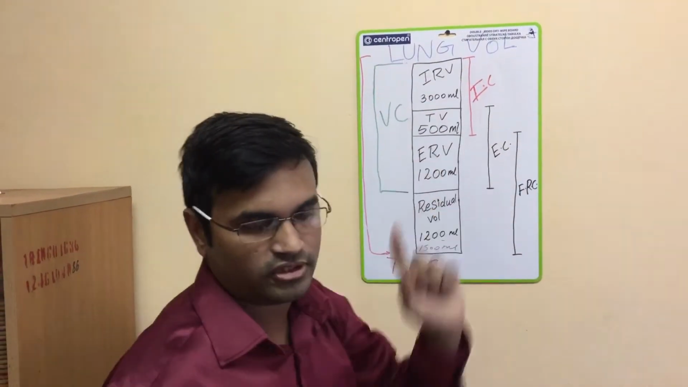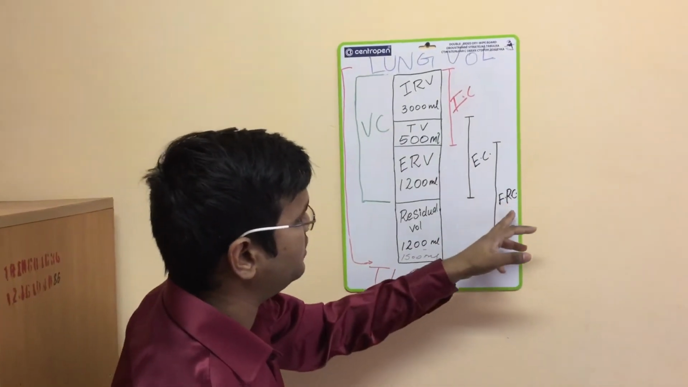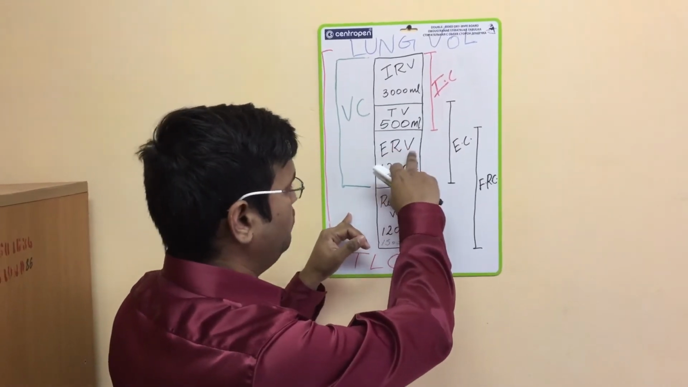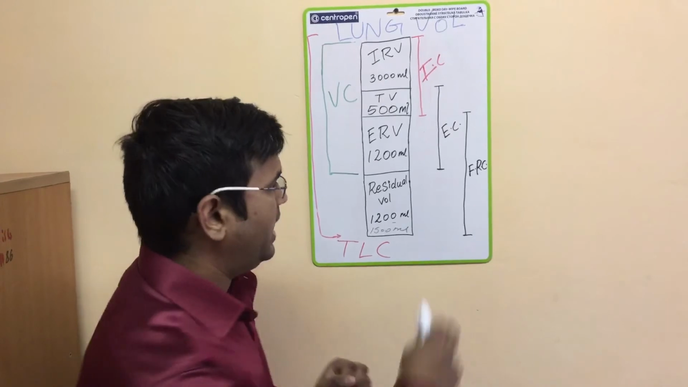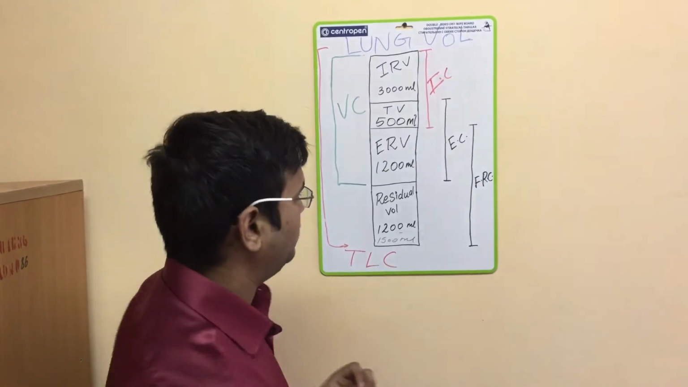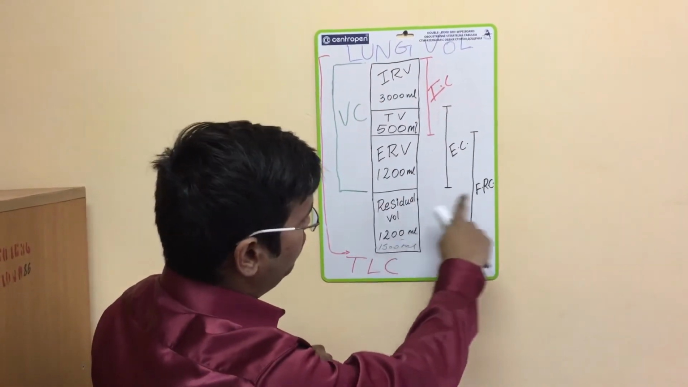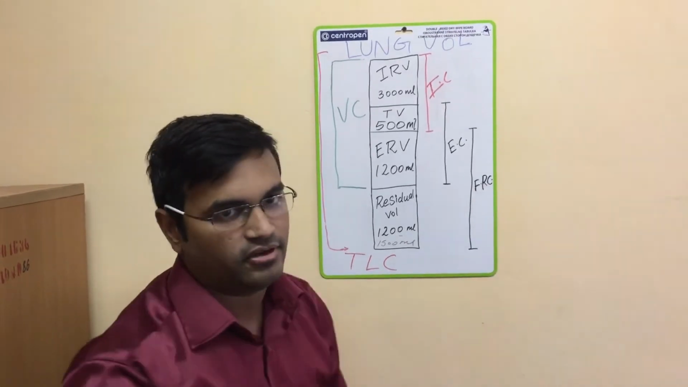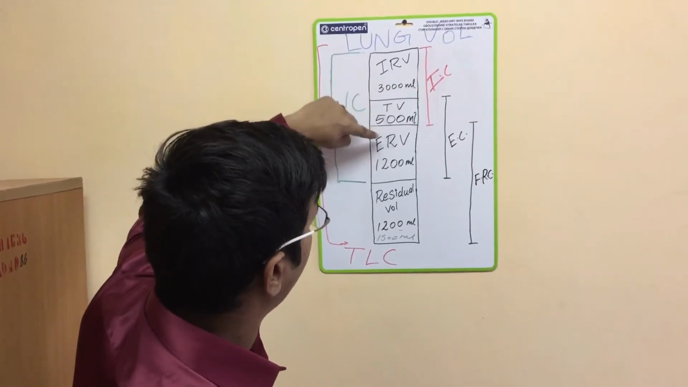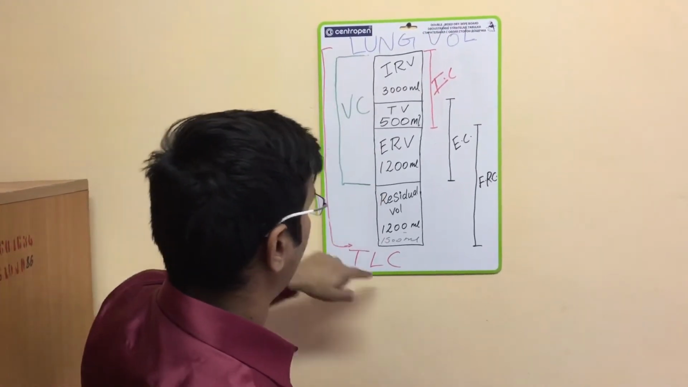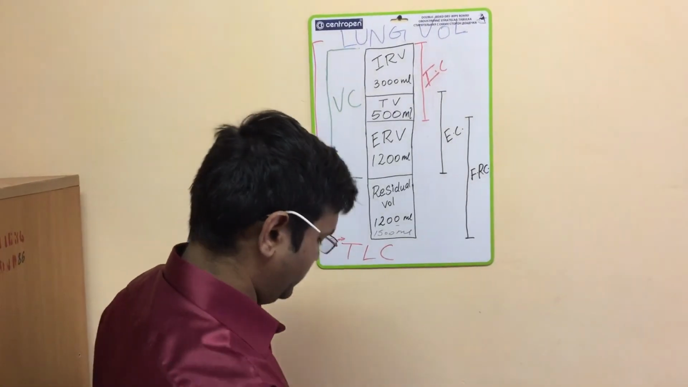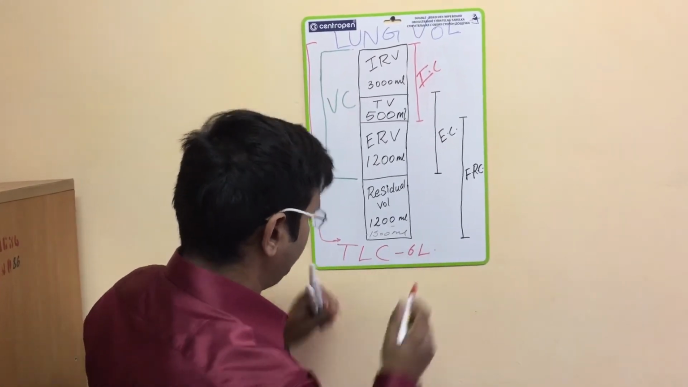Now, one of the most important things is the functional residual capacity. Functional residual capacity is the sum of expiratory reserve volume plus the residual volume. FRC is very important in diagnosing diseases like COPD and others. And IRV plus TV plus ERV plus residual volume is the total lung capacity, which normally comes to 6 liters.